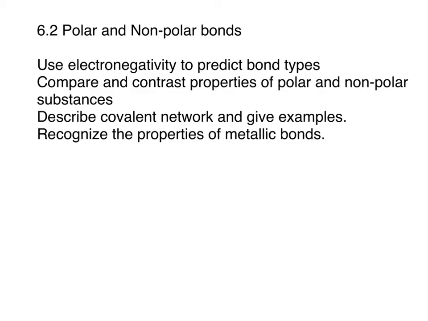This is video 6.2 where we talk about polar and nonpolar bonds. The goals for this lesson are to use electronegativity to predict bond types, to compare and contrast properties of polar and nonpolar substances, and then to describe two other kinds of bonding that we don't get into quite as much as we do the straight up covalent and the ionic. That would be a covalent network substance, describe that and give examples, and to recognize the properties of metallic bonds.